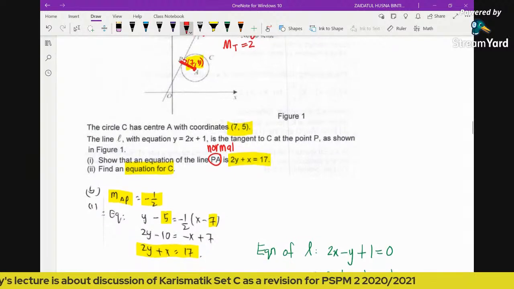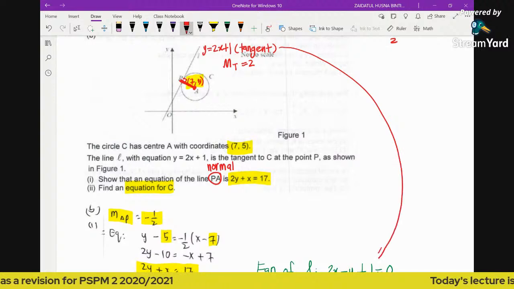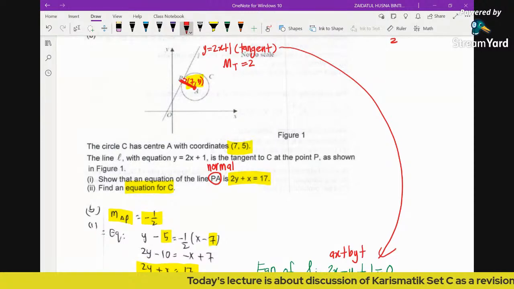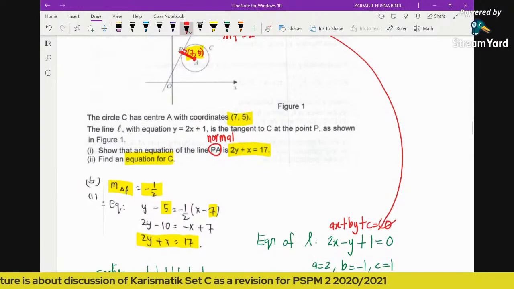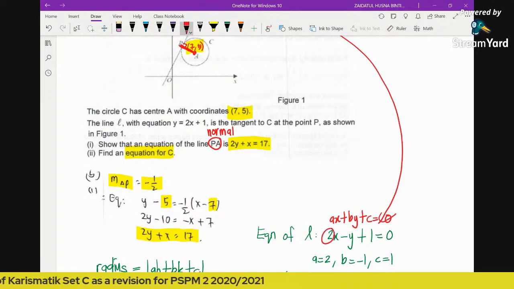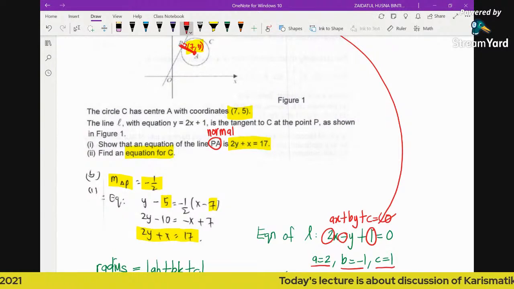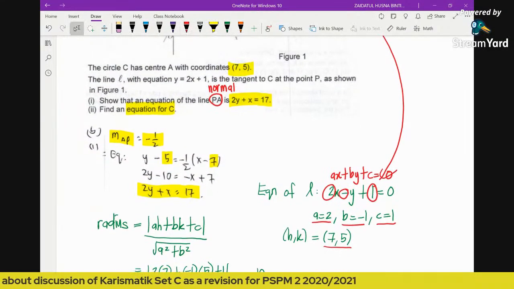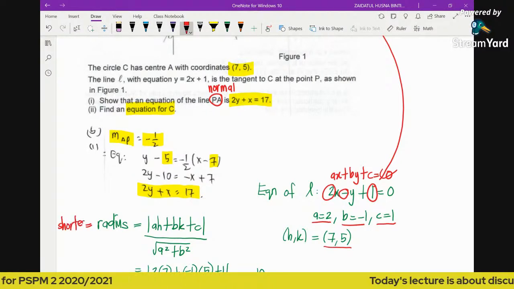If we rewrite the equation of tangent in this ax plus by plus c equals 0 form, you will see that the a value here is 2, the b here is negative 1, and the c here is 1. The a, b, c here come from the equation of the tangent, while the h, k come from the center. So now we are going to use the formula for shortest distance from a point to a line.